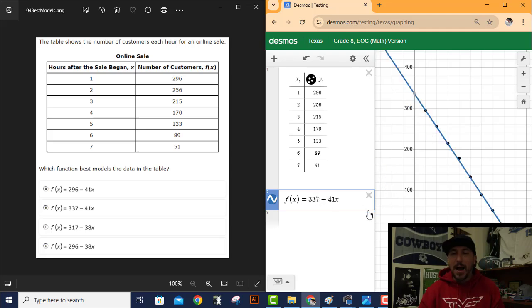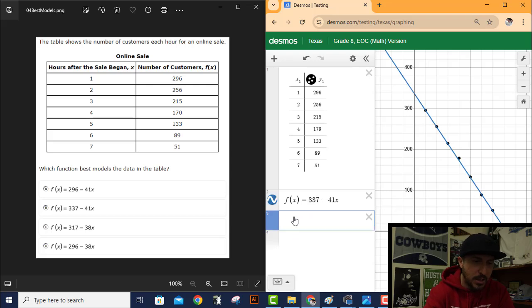337 minus, oh my gosh, there we go. This is it. This is the winner right here. He's hitting these dots. But what about this guy? The reason why I put this one in is because it says best models. You're going to have some questions where the points don't exactly line up, but this is going to be the best answer. Watch, I'm going to put the other choices in, right? This is the best guy so far.